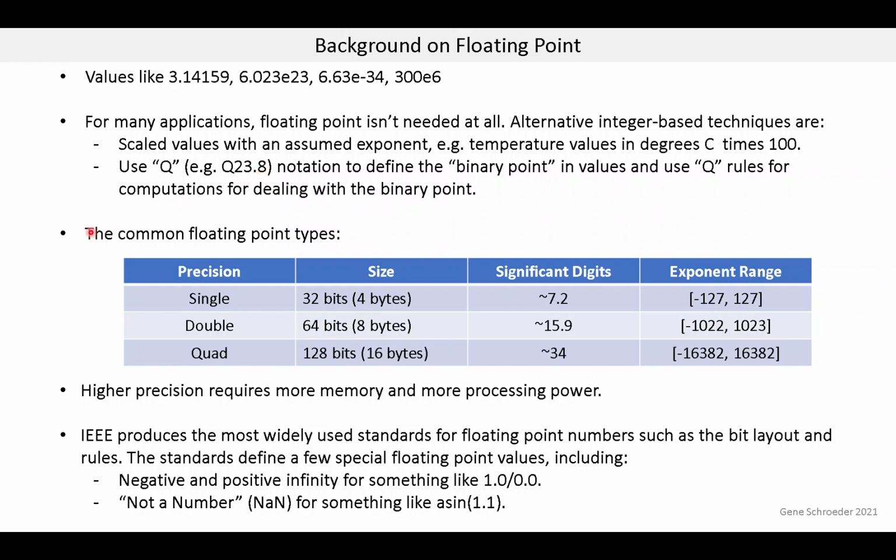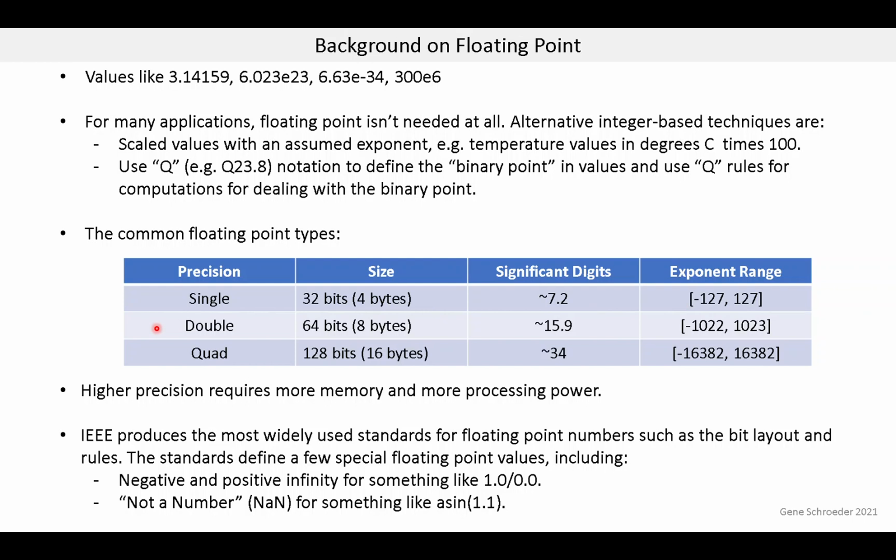So in this table we show the common types of floating point values. The rows are for the different precisions of the floating point types, and I'll go through them fairly quickly. The first one is single precision. It requires 32 bits or 4 bytes for storage. It has a little over 7 significant digits, and the exponent range is plus or minus 127, which is probably enough for a lot of applications.